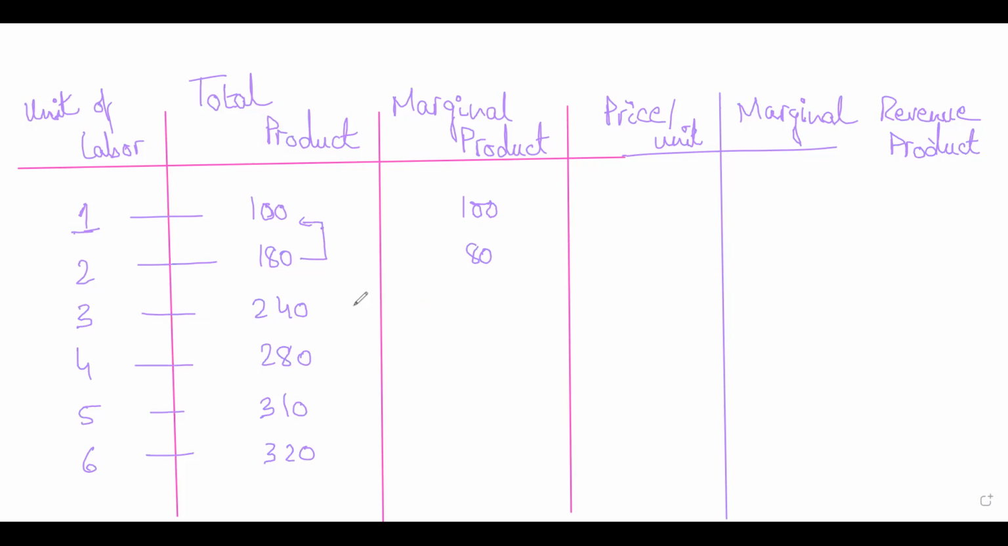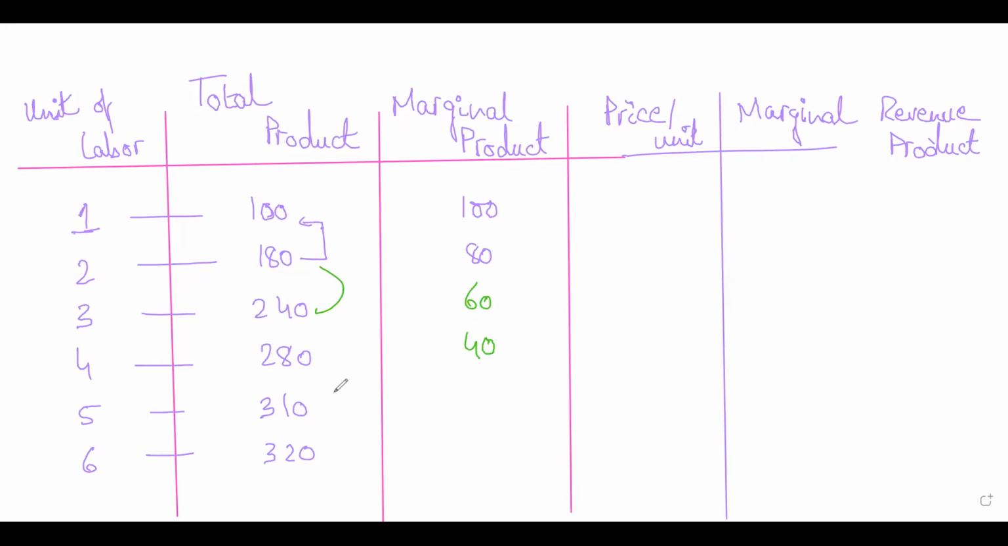Now, what you have to do in every case is take the difference between the rows, right? So 240 minus, let me change the color. If you subtract 180 from 240, you get how much? 60. So the third guy contributed 60 units to the output. Then you take the difference between 240 and 280, so that gives you 40. So the fourth guy on his own contributed 40 units of output to the firm.